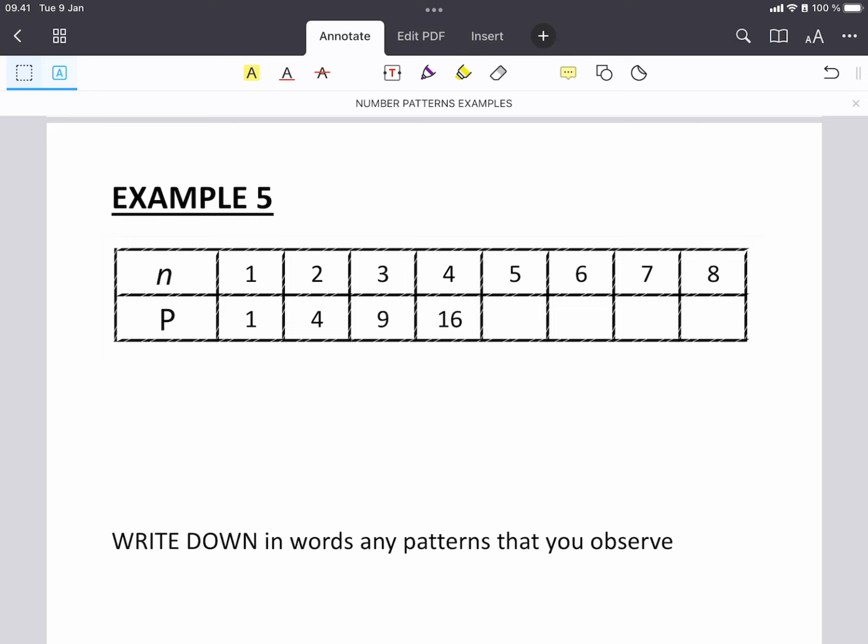So this is the third in a series of videos to help you with the number sequence pattern. The first two in the series were arithmetic sequences and geometric sequences, and this is going to be something else.